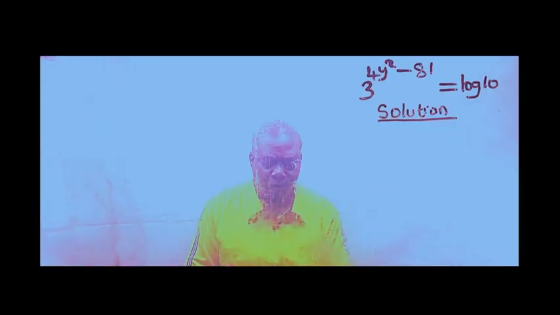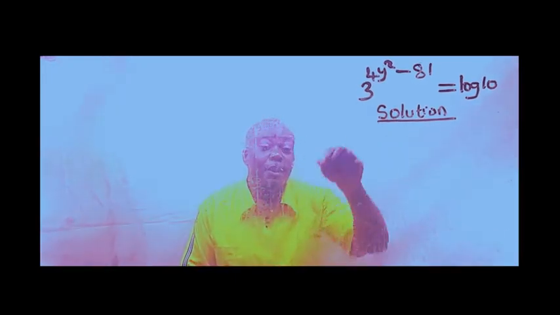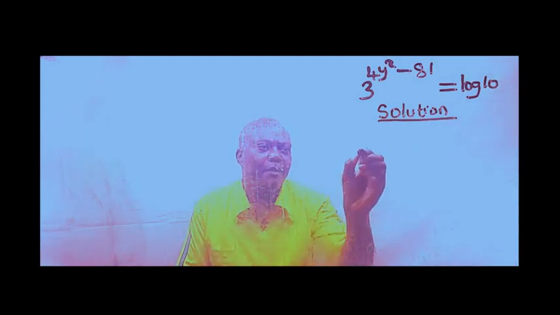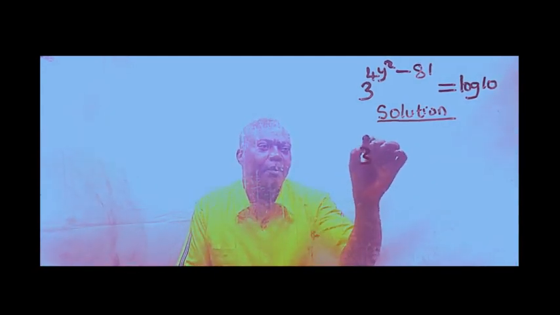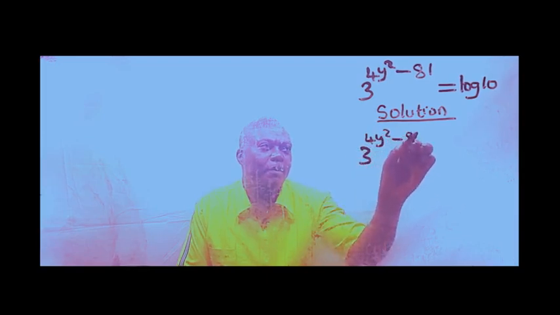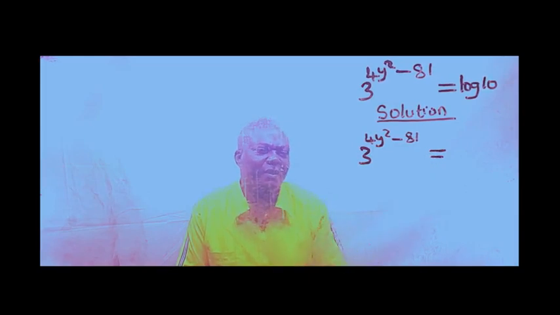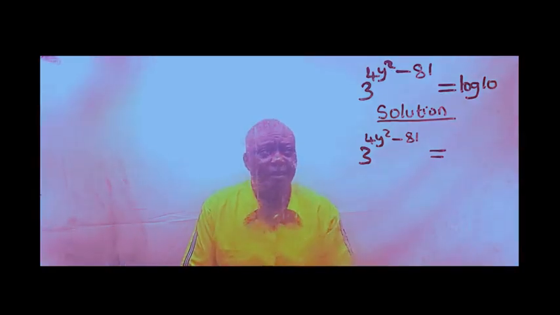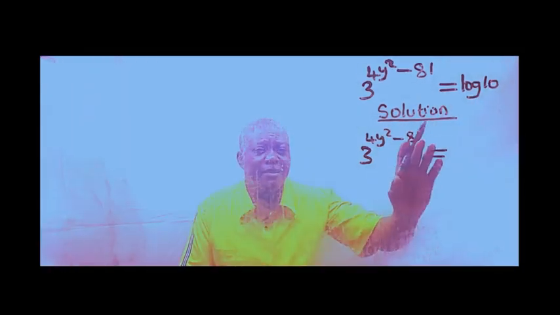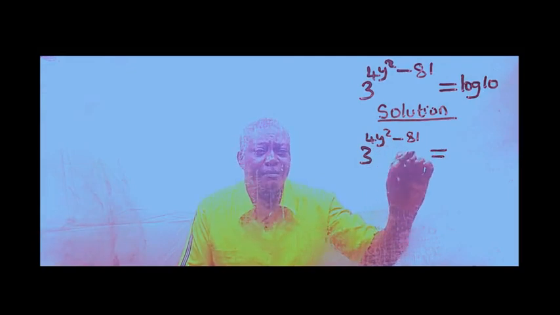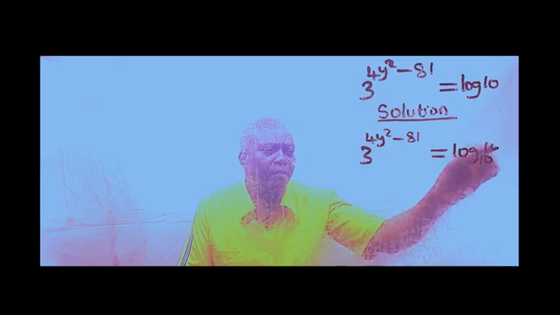Let us solve this problem. The left hand side is 3 power 4y squared minus 81 equals log of 10. The base of the log is not given, so you take it as base 10. That means log 10 to base 10.